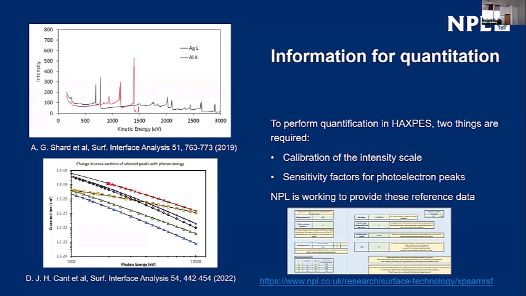The other thing you need is sensitivity factors. Now, if your calibration of the intensity scale is accurate, you can calculate the sensitivity factors from theory. And David Cant from NPL, who's sitting there and will be in the panel later on, has tabulated several of those with interpolation, so you can put any photon energy in and get the cross sections and the angular emission characteristics out. So that's available at the NPL website.